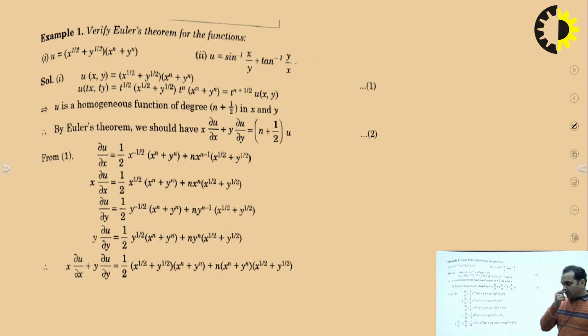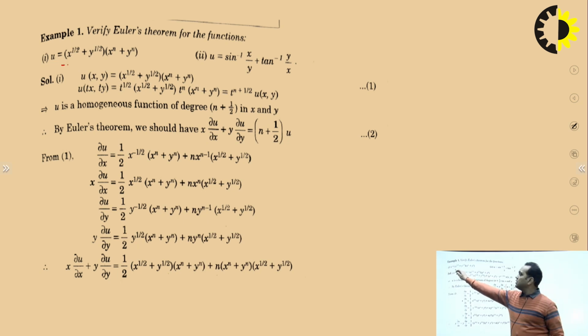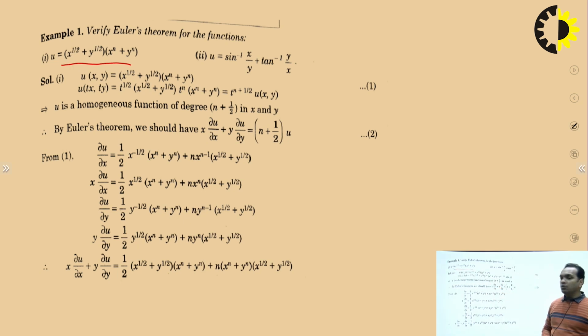In this problem, we will verify Euler's theorem for the function u = (x^(1/2) + y^(1/2))(x^n + y^n). And the second question is u = sin⁻¹(x/y) + tan⁻¹(y/x). So in the first problem, given u = (x^(1/2) + y^(1/2))(x^n + y^n). This is equation number 1.